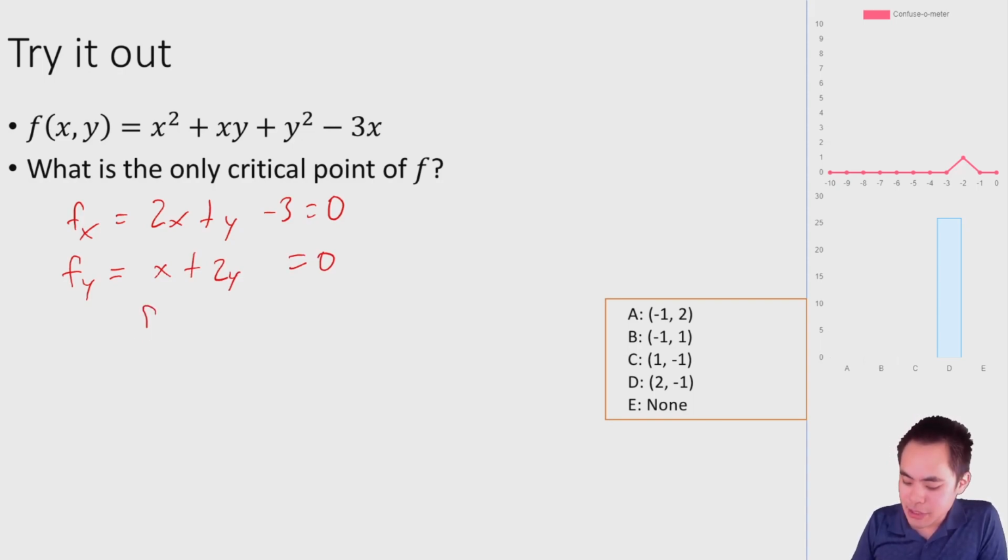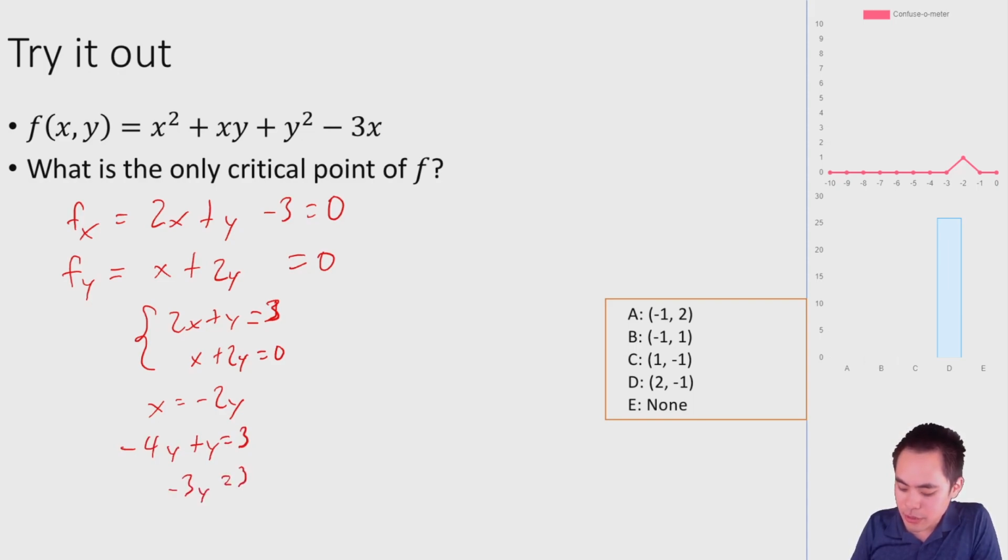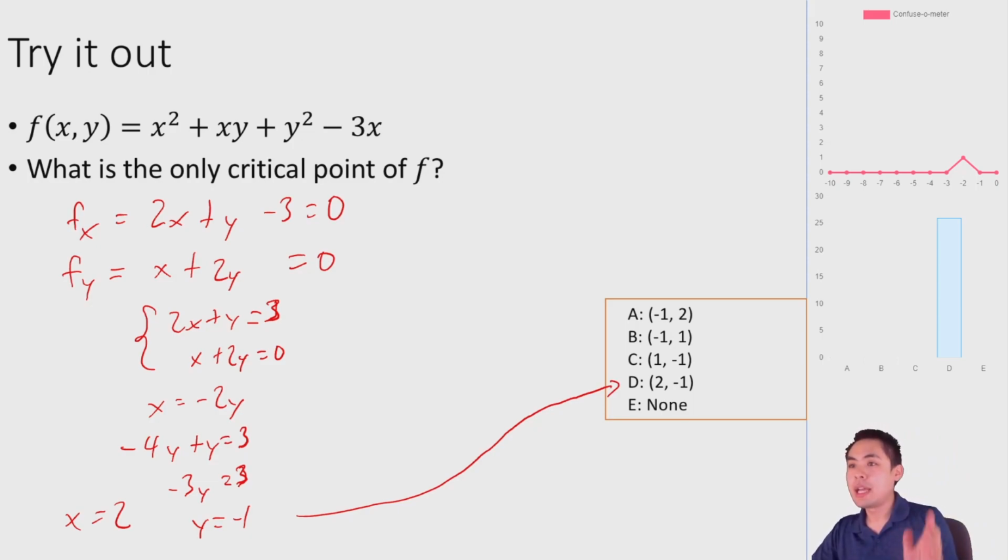When you have the system of equations, 2x plus y equals 3 and x plus 2y equals 0, you can use the augmented matrix and do Gaussian elimination, or you can just solve it directly. So x is equal to minus 2y, and therefore minus 4y plus y is equal to 3, so minus 3y is equal to 3. So y is equal to minus 1, and if you plug that in, x is then equal to 2. So this is (2, -1). That is the only critical point, and everyone got that correct, it seems.